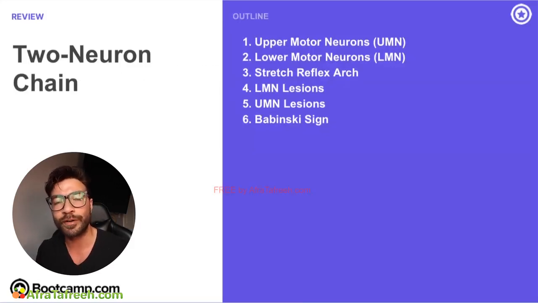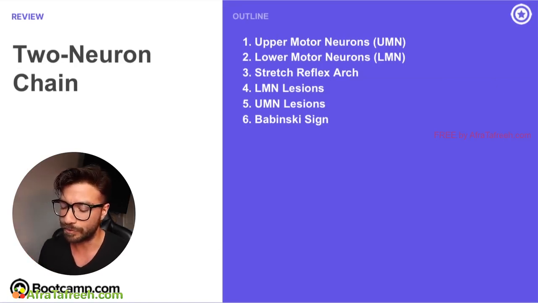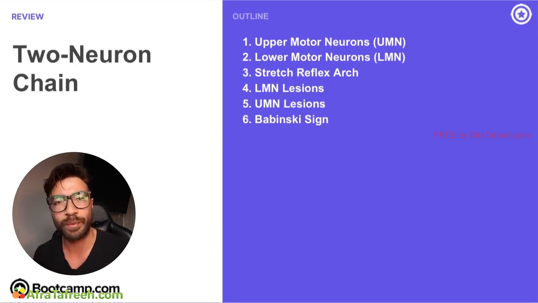We looked at upper motor neurons and lower motor neurons, the stretch reflex arc, and what happens when we have lesions at different points of the upper and lower motor neuron pathway. And we also took a look at Babinski's sign and what to pay attention to.